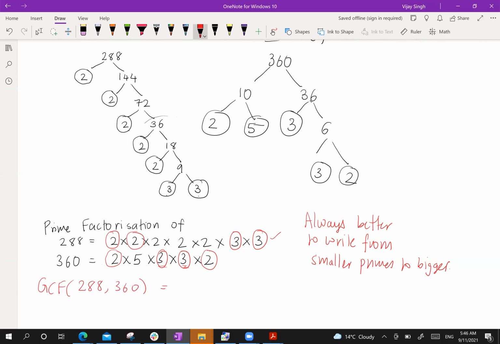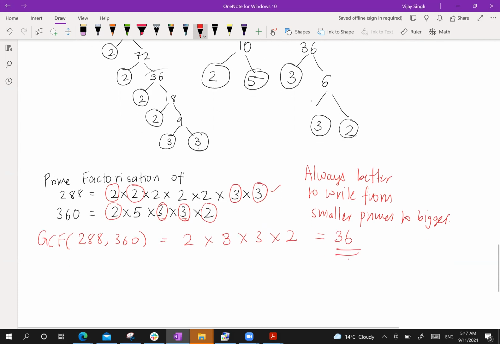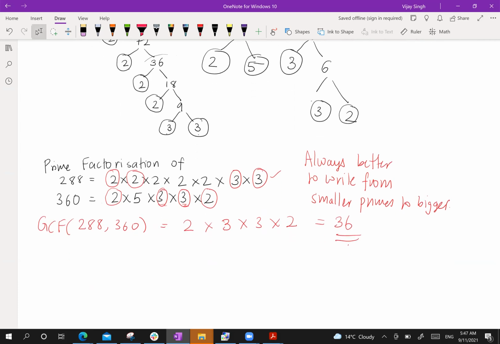You basically write down what got circled in one of the lists. It doesn't matter whether you take the top one or the bottom one, right? You're seeing what is common in both. So 2 times 3 times 3 times 2. So what do we get? We get 6 times 6, so 6 6s are 36. So this is the greatest common factor of both the numbers, okay? So this is the method involving the prime numbers.